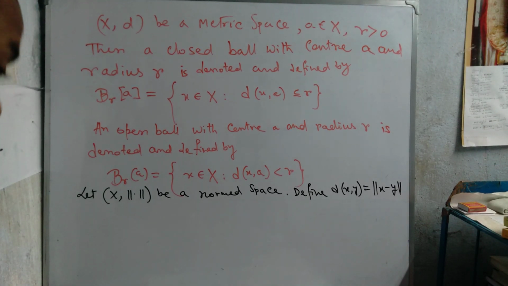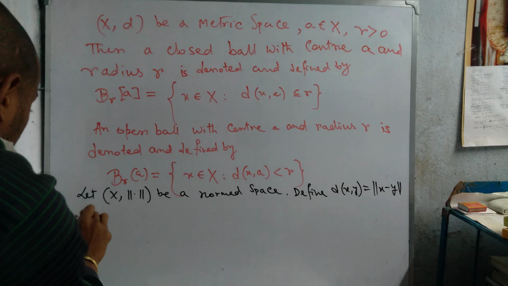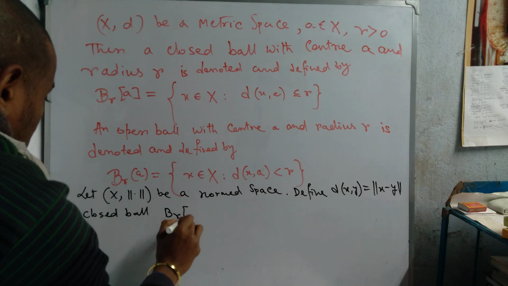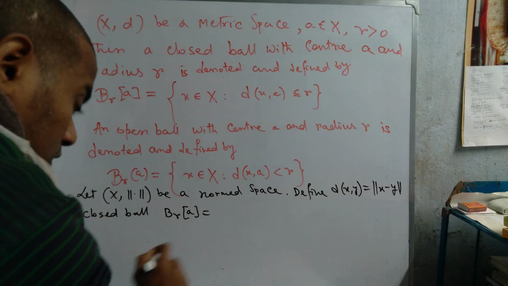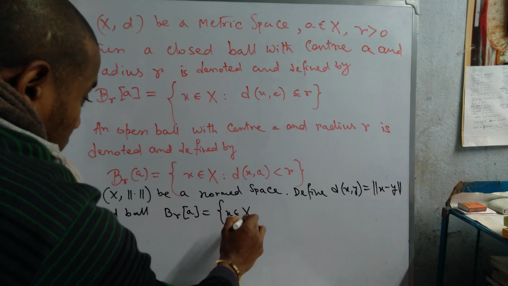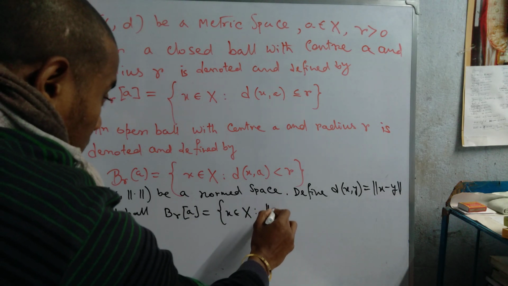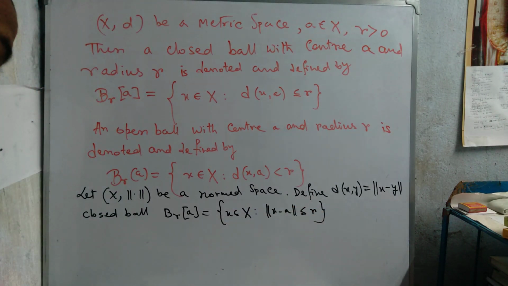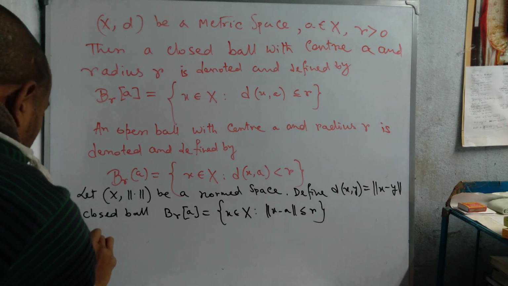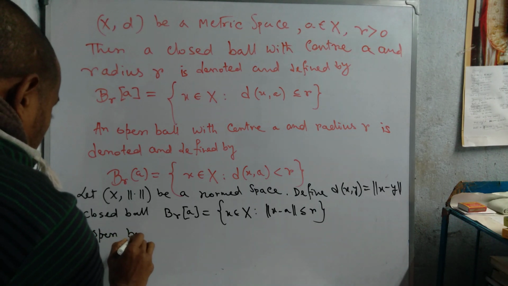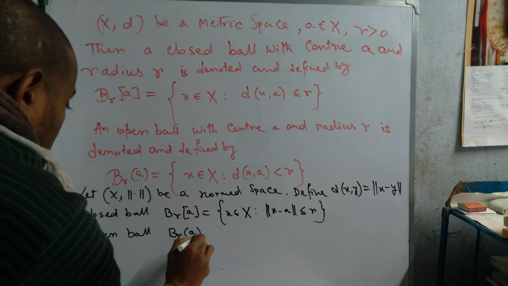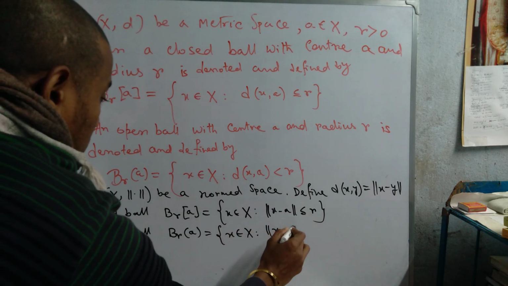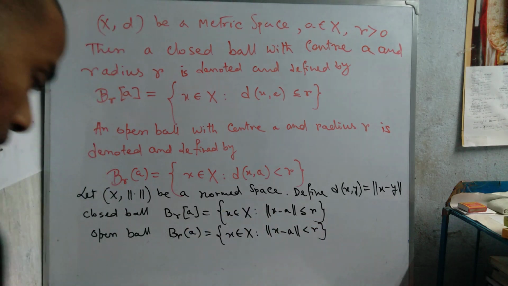Then what happened? Then closed ball B_r[a] equal to those x belongs to X such that norm of x minus a less than or equal to r. And open ball B_r(a) equal to those x belongs to X such that norm of x minus a less than r.